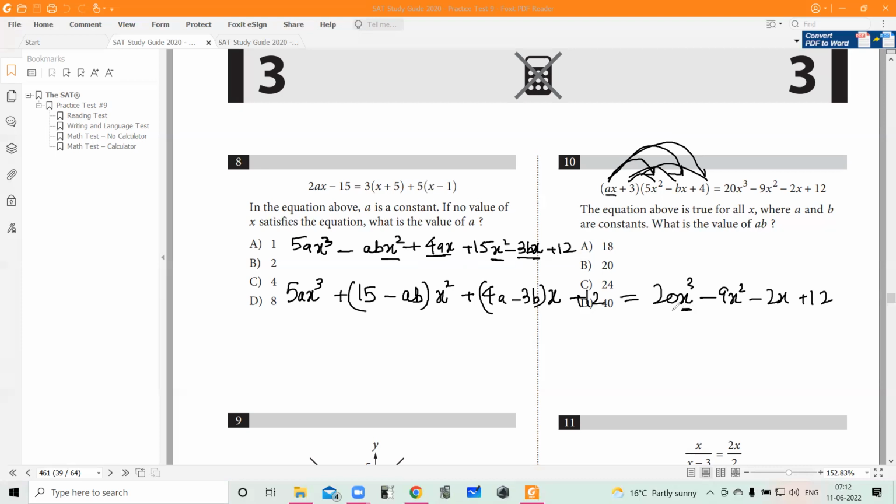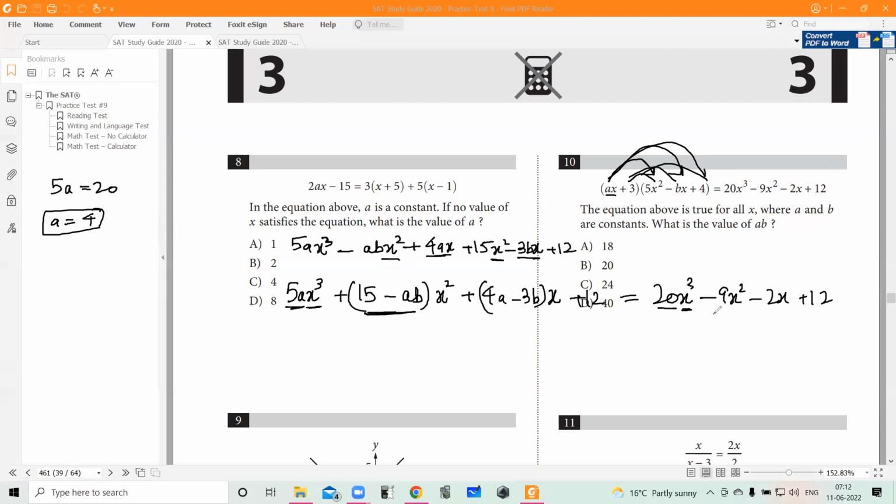So x cubed has a coefficient of 20 on one side and a coefficient of 5a on the other. What does that mean? a is equal to 4. Very good. So a is equal to 4. And 15 minus ab is equal to what?